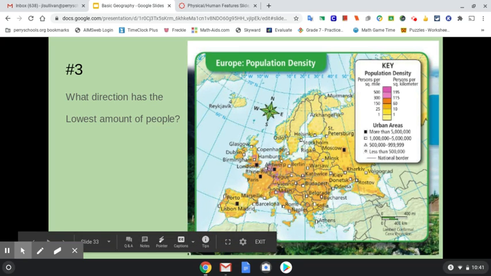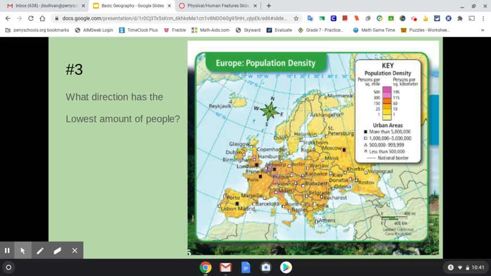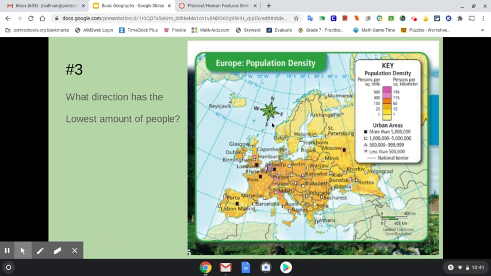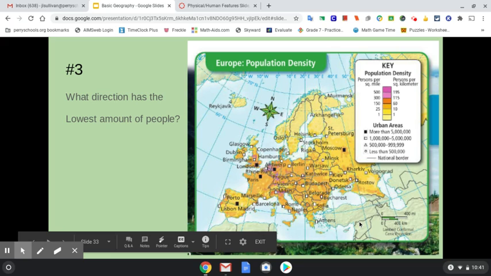In our last example, number 3, I want you to try this one on your own. I'm going to give you a minute before I get the answer just to see if you can figure it out. Okay, this one's a little bit harder. So what direction has the lowest amount of people? Just to give you a hint, you're looking at this whole thing, and you're going to use your compass rose for directions. And if you look, you have north, east, south, and west. And then it talks about where the lowest amount of people is located. What direction has that lowest amount of people?